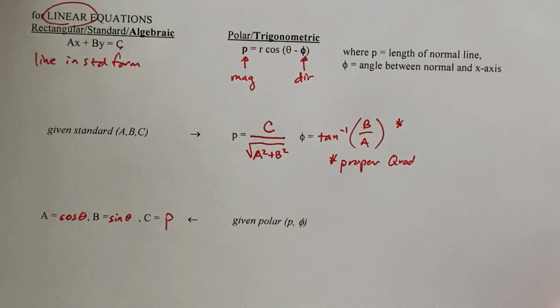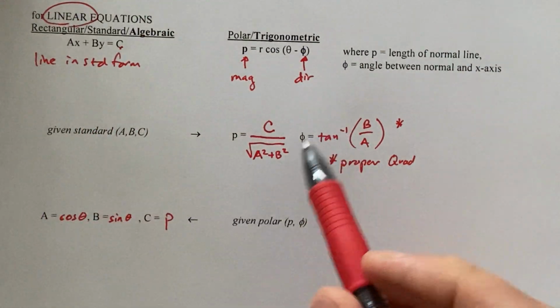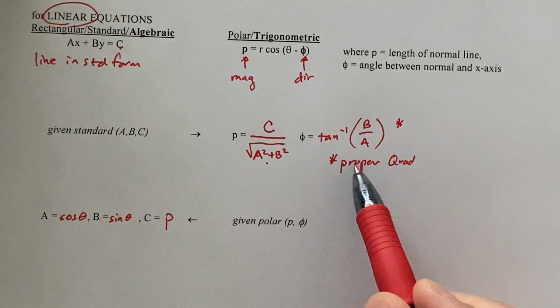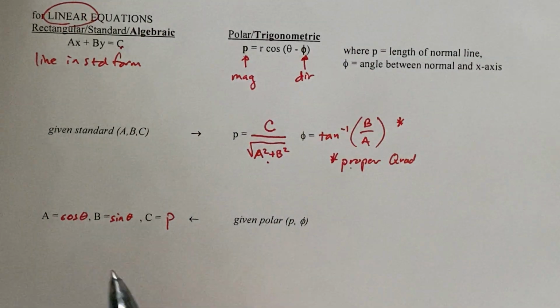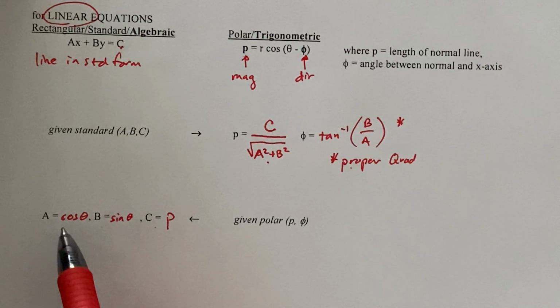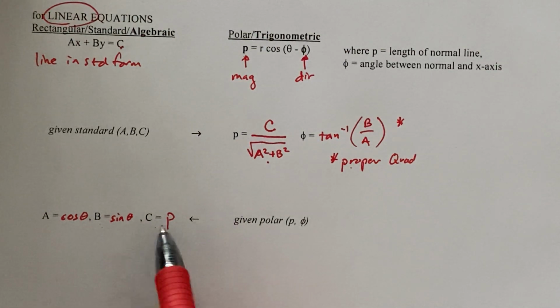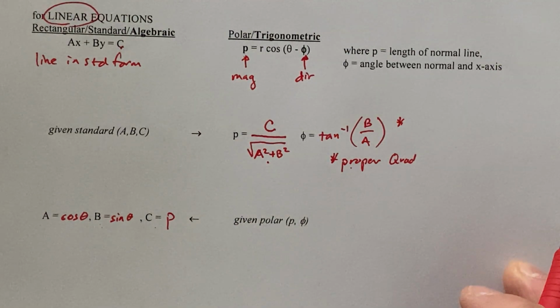That's it. So if I gave you ax plus by equals c, your job is to find this p and this angle. If I gave you p and phi, your job is to find a, b, and c. A is cosine, b is sine, c is staring right at you, p.